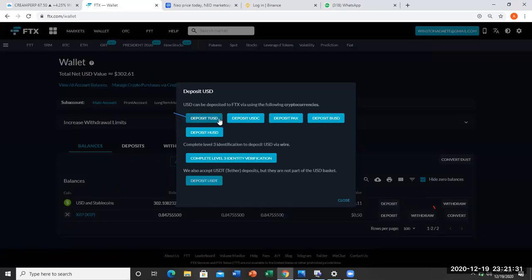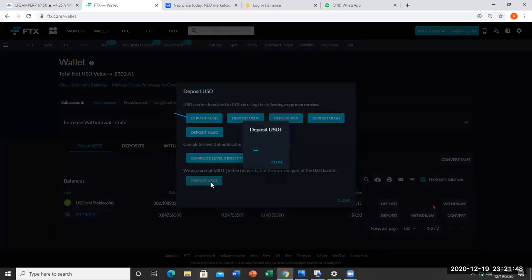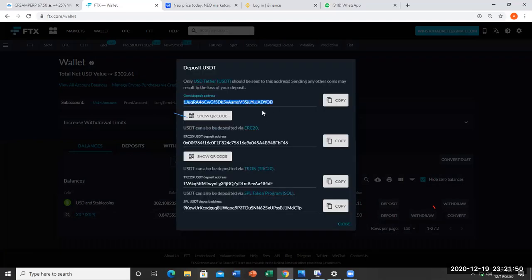You can deposit TUSD, USDC, PAX, BUSD from Binance, HUSD, USDT. Are you getting it? You can also deposit USDT. If I click on deposit USDT, I'm given 3 or 4 addresses. This is the Omni deposit address, ERC20 USDT address, TRC20 USDT address, and SPL token for Sol.